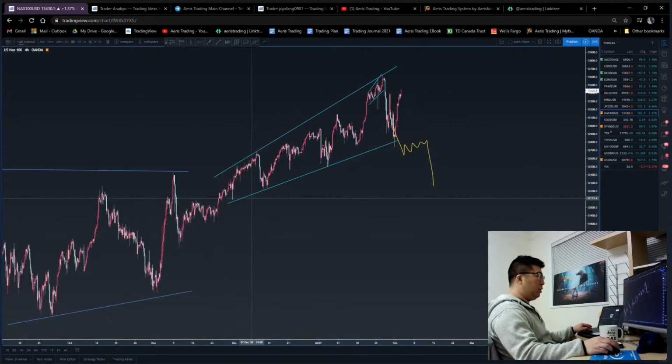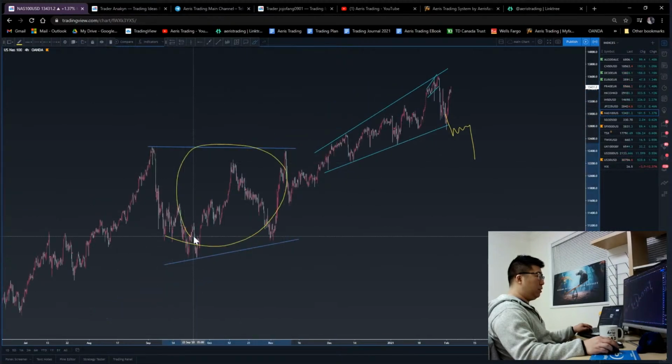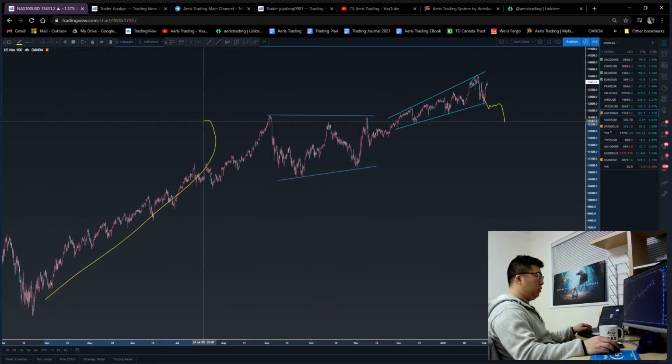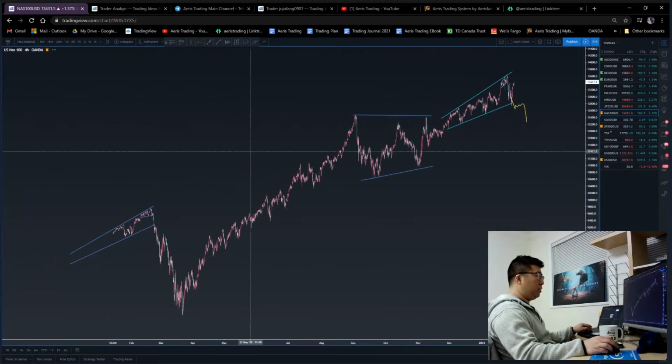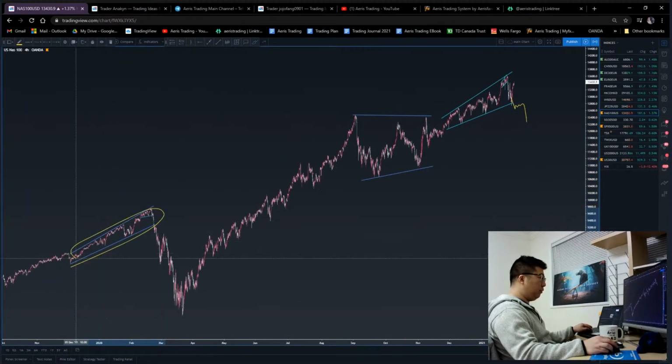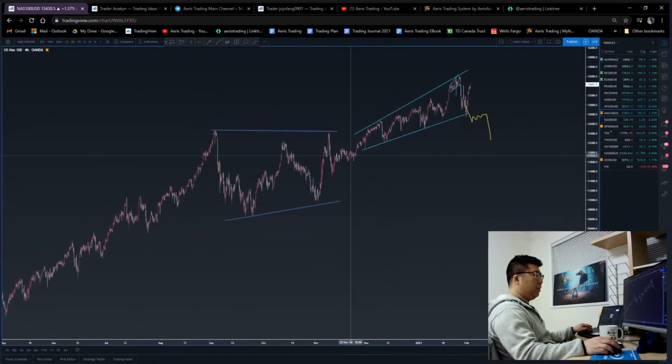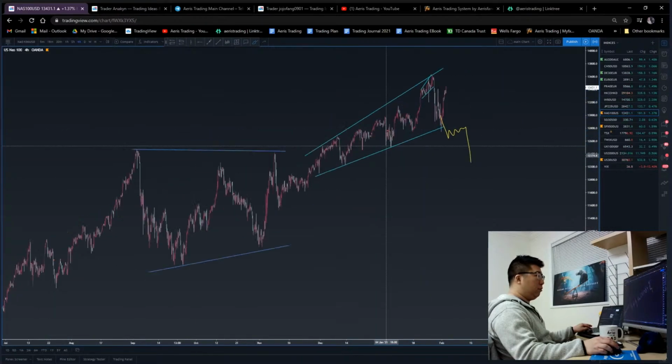This is a corrective phase. This is an impulsive phase to the upside. There's a big difference. This is a corrective phase. This is an impulsive phase. This is a corrective phase that we're still in.